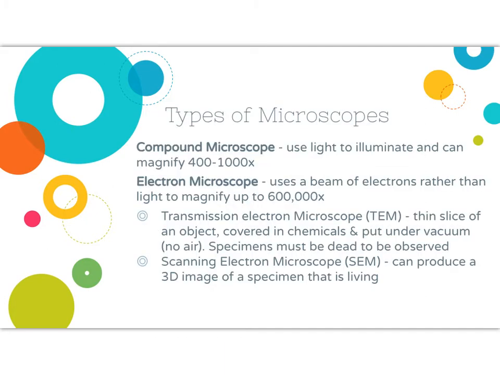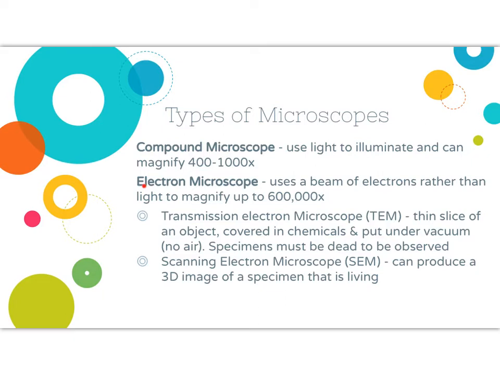There's two types of microscopes that you need to know about for this course. A compound microscope uses light to light up whatever we're looking at and can magnify between 400 and 1,000 times. Okay, so it makes it that much bigger, 400 times bigger or to 1,000 times bigger.